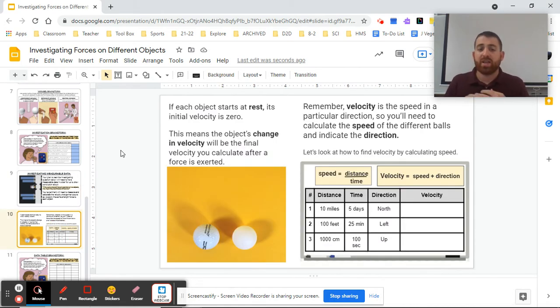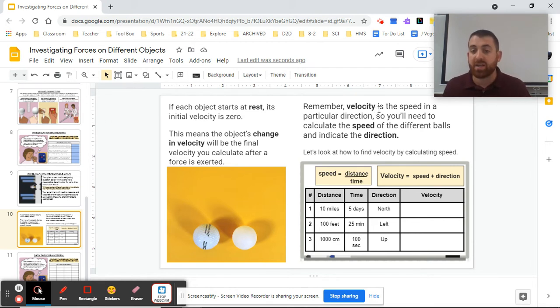So in each of our tests, each of your objects is going to start at rest. Its initial velocity is 0. This means that the object's change in velocity will be whatever the final velocity that we calculate is after we exert the force. So we're trying to calculate what its final velocity is, and we're going to look at how we collect and calculate that.